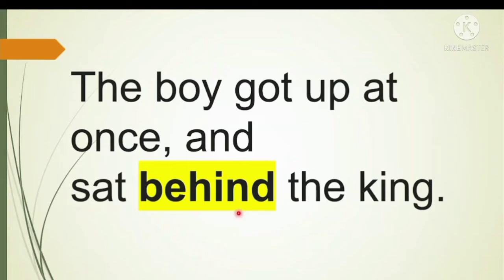The next example, the boy got up at once and sat behind the king. Behind states as to where a certain object or person is located or can be located. The boy got up at once and sat behind the king. The boy can be located behind the king.